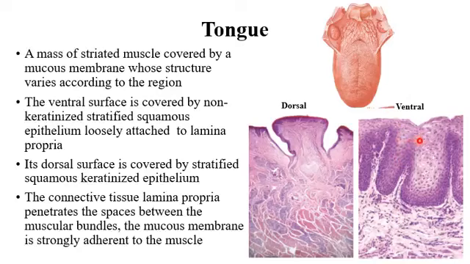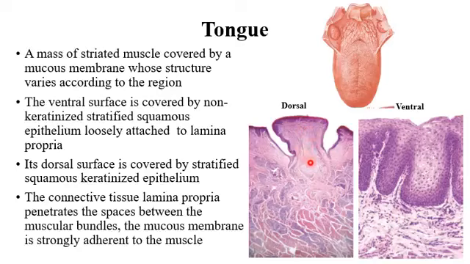The ventral surface of the tongue is covered by stratified squamous epithelium. This epithelium is continuous with the epithelium of the floor of the mouth. The dorsum of the tongue is covered by keratinized stratified squamous epithelium.